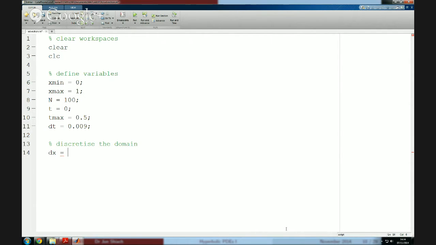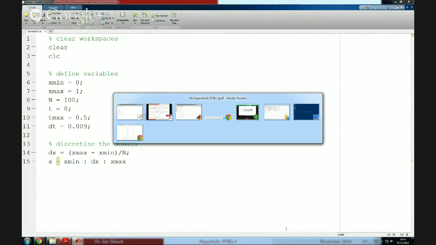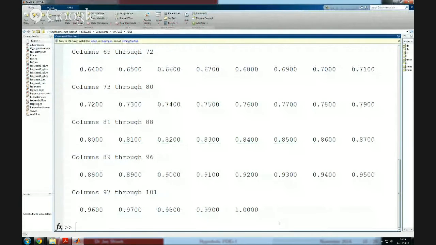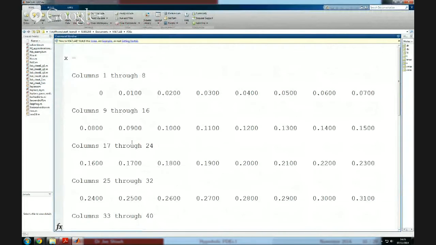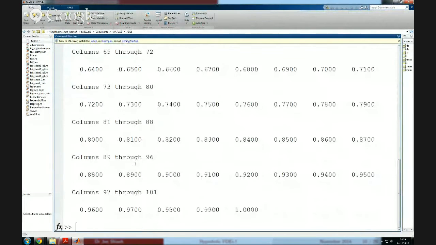Yes, 1 over 100. Or if I want to use x max and x min. Okay, so that's my step in the spatial direction. So then my x domain is x min, in steps of dx, to x max. Okay, what I'm going to do is just run that right now just to check that it's working. Okay, so it starts at 0, goes up to 1.